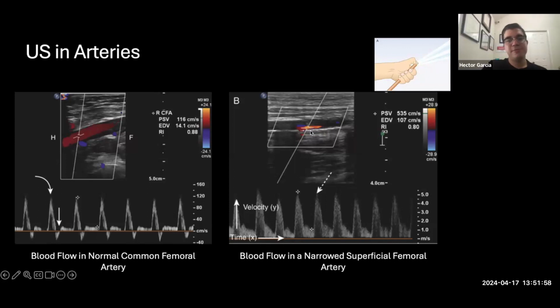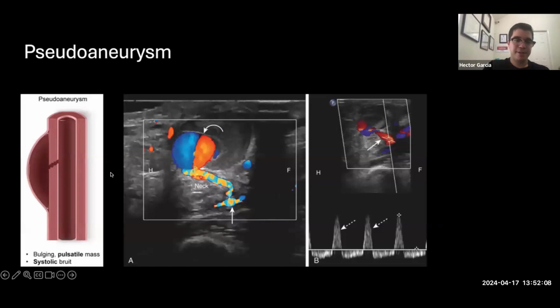And then the biggest risk factor for exam, this is super high yield, the biggest risk factor for peripheral artery disease, smoking. Okay. And then pseudoaneurysms.